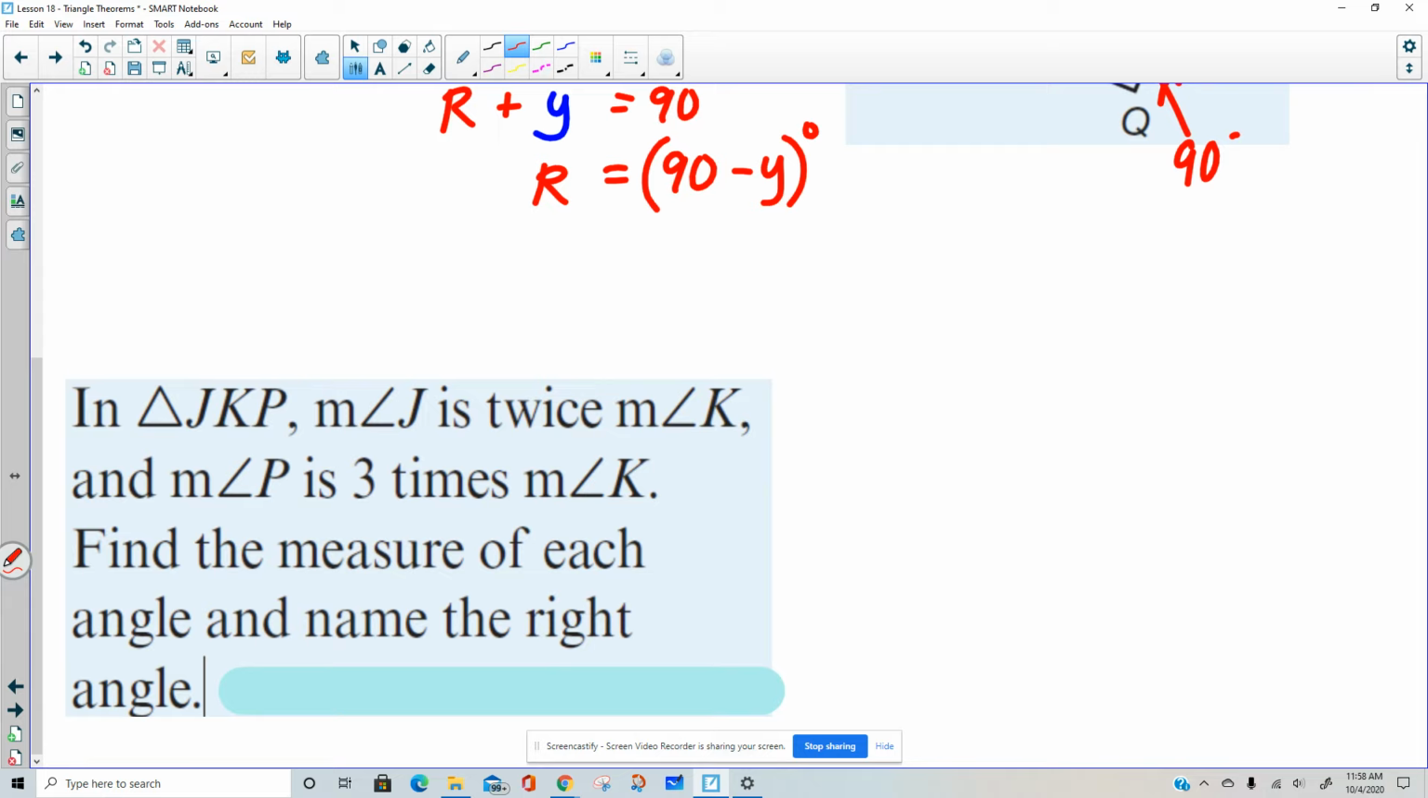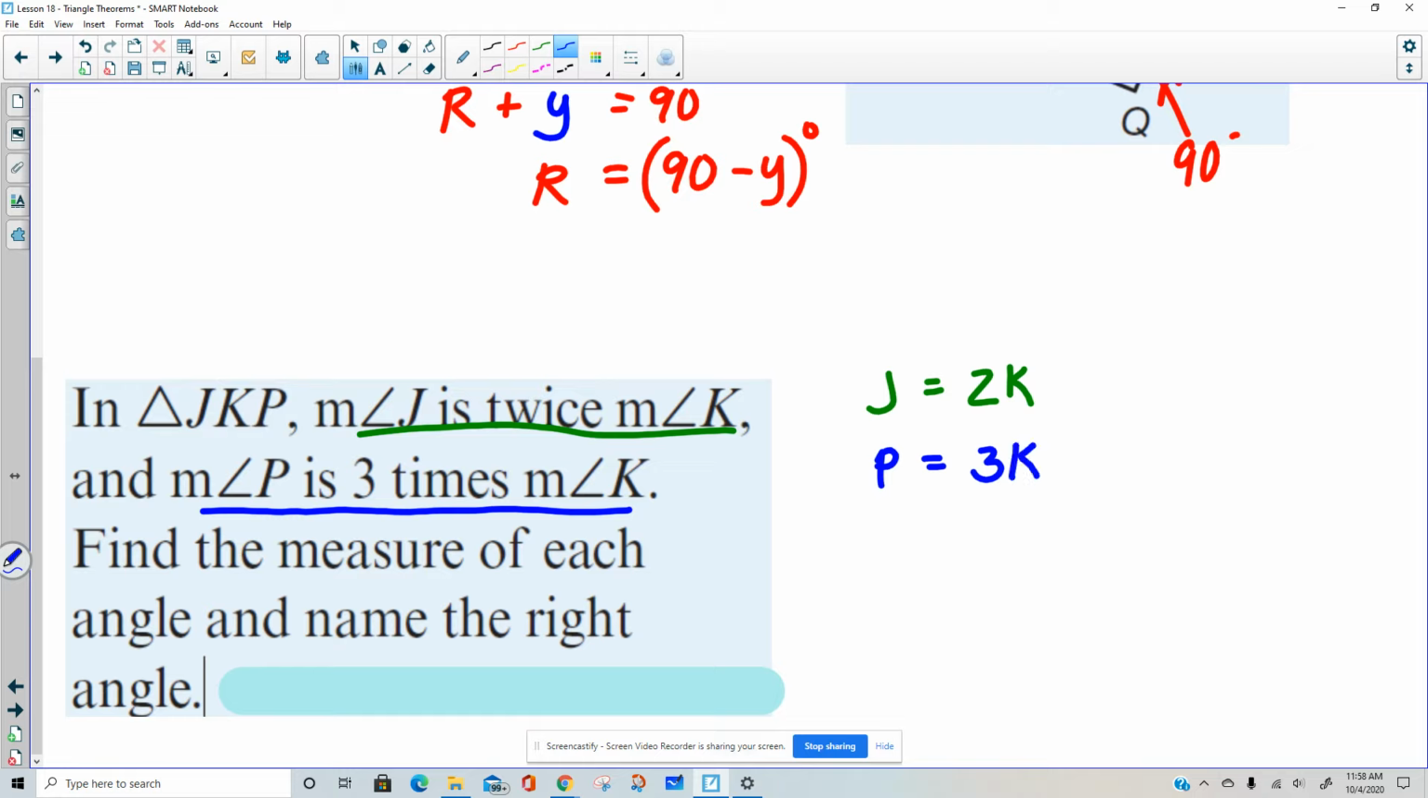Another one, in triangle JKP, the measure of angle J is twice the measure of angle K. Let's write that out, just a straight translation. J is 2K. Okay, let's do another one. And the measure of angle P is 3 times the measure of K. All right, let's write that. P equals 3K. Find the measure of each angle and name the right angle.